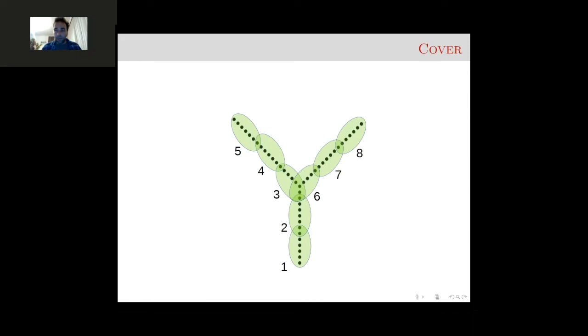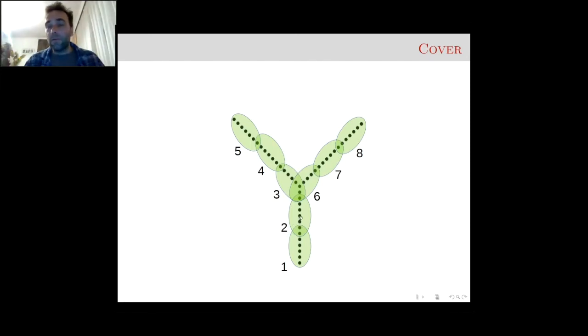What do I mean by that? I'm constructing an abstract graph, the vertices of which correspond to elements of the cover. So there will be 8 vertices, and the edges correspond to non-empty intersections of the elements of the cover. For instance, if the element of the cover number 1 has non-empty intersection with the element of the cover number 2, then there will be an edge between vertices 1 and 2.